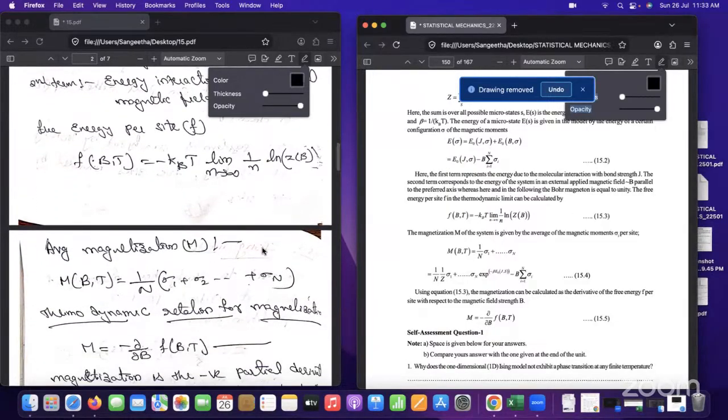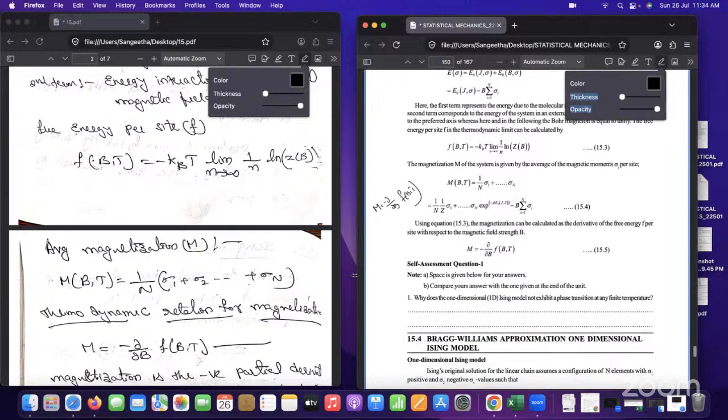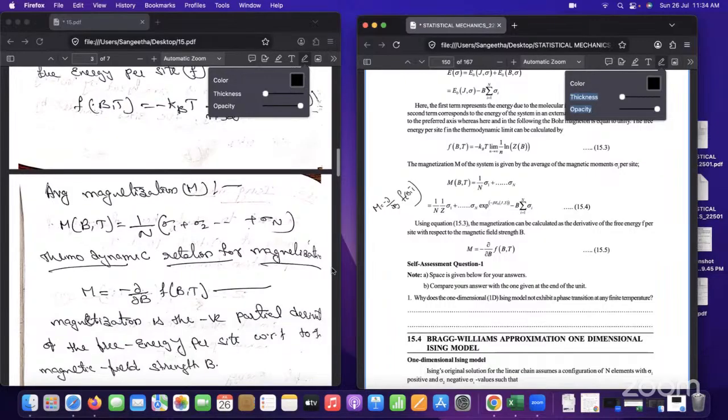Average magnetization M equal to minus dou by dou B times of f function f comma B comma T. This is the magnetization formula with respect to temperature. And here the important point is the result is in negative sign.